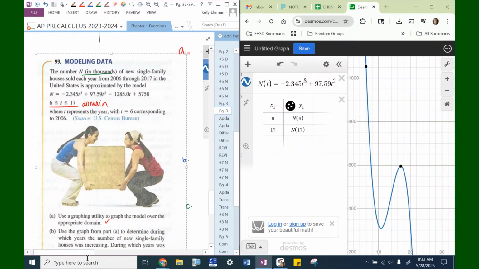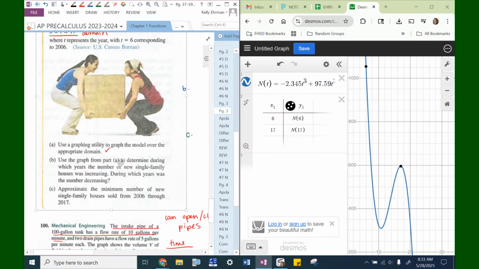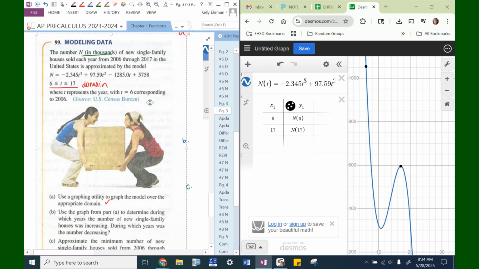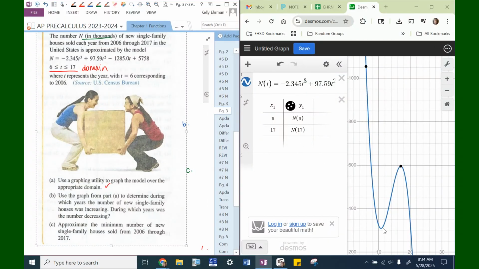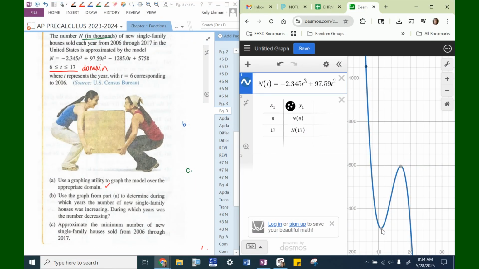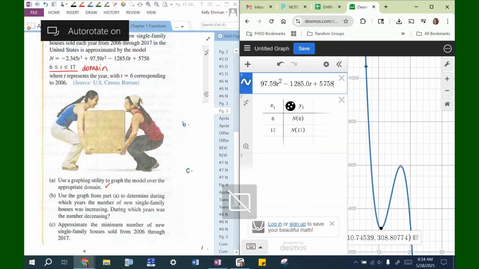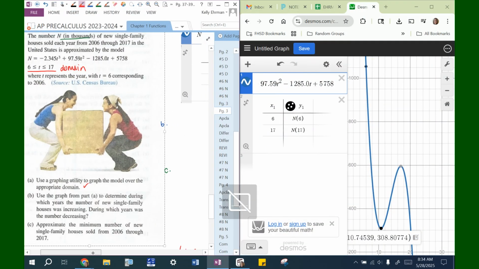Okay, and then it says, use the graph from part A to determine during which years the number of new single family houses was increasing, during which years was the number decreasing. So we're looking from just 6 to 17. So it looks like increasing from here to here, decreasing from here to here. So what is this little changeover point? It's 10.745. And remember, 6 is 2006.